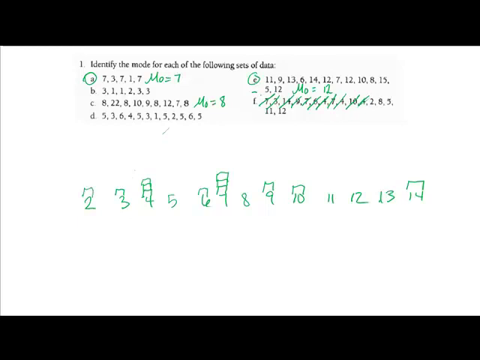2 gets a unit. 8 gets a unit. 5 gets a unit. 11 gets a unit. And last but not least, 12 gets a unit. So, for 1F, we actually have 2 modes. We have 7 with 3 units, and we have 4 with 3 units. The mode equals 4 and 7. There we go.